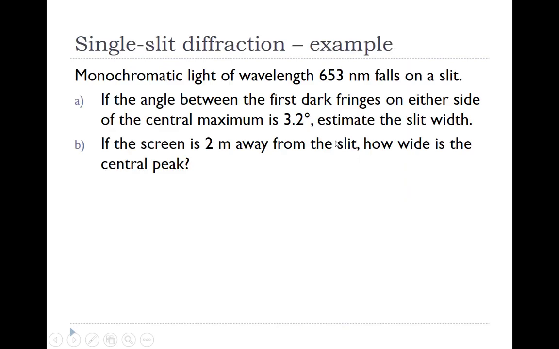One last thing, let's work an example, dreadfully sorry. So we have monochromatic light of wavelength 653 nanometers, so lambda is 653 nanometers. We're told the angle between the first dark fringes on either side of the central maxima is 3.2 degrees.